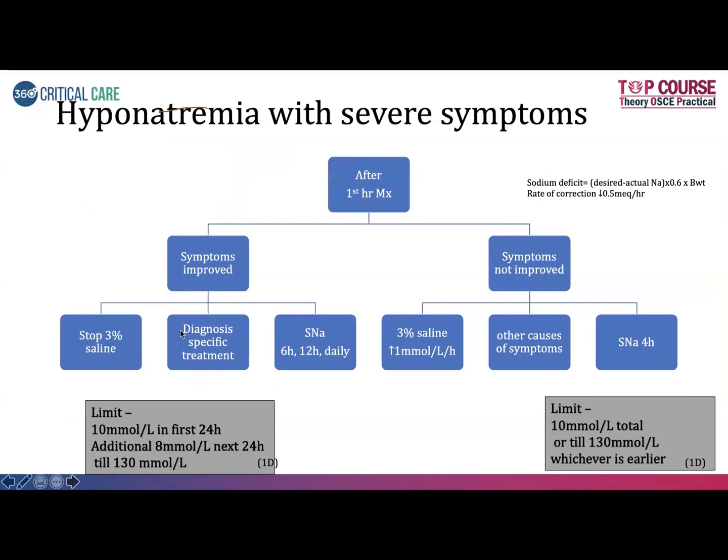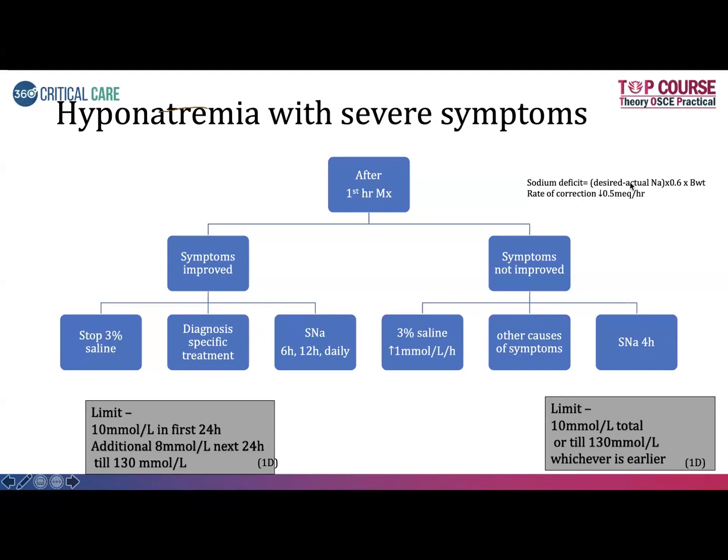So if the symptoms have improved and you have reached a certain target, then you stop 3%. Measure your sodium 6th or 12th hourly, then daily. If the symptoms have not improved, you need to continue an infusion, aiming for an increase of at least 0.5 to 1 millimole per liter per hour, and then check the serum sodium levels. So there's a formula to calculate the deficit, and you can actually titrate the rate of your infusion as well.